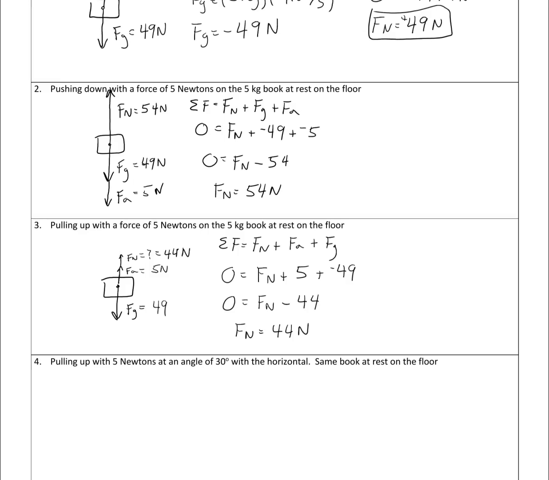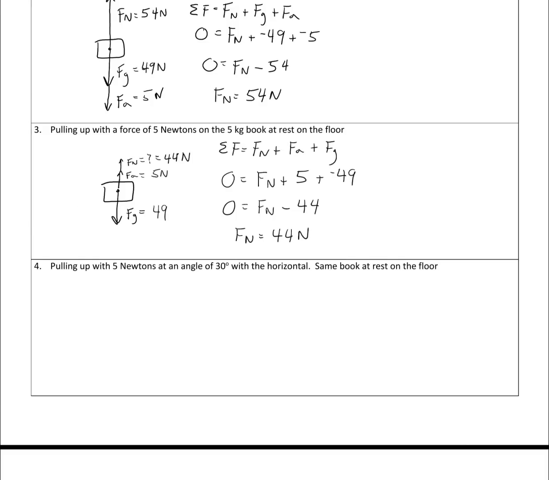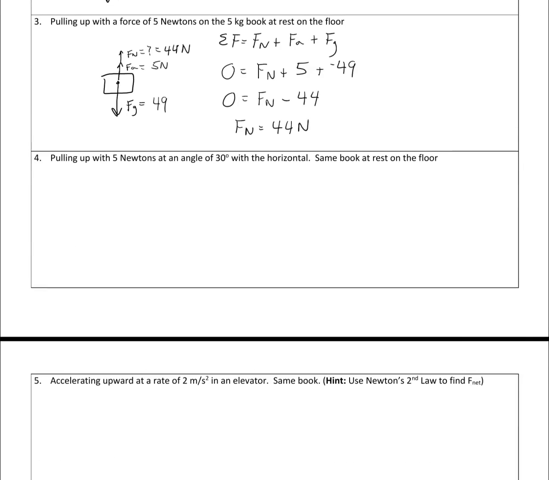Note, in 2 and 3, the normal force was not equal to the weight. In 2, the normal force was greater than the weight because it had to counterbalance this additional applied force. In 3, the normal force was less than the weight because it was being helped out by this applied force. It didn't have to work as hard to balance out the weight.